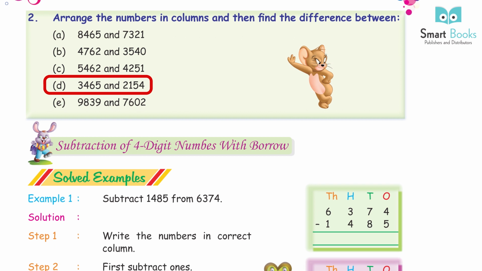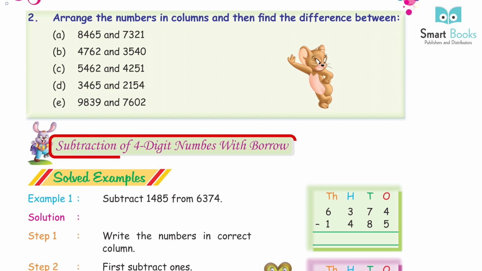D. 3,465 and 2,154. Answer 1,311. E. 9,839 and 7,602. Answer 2,237.